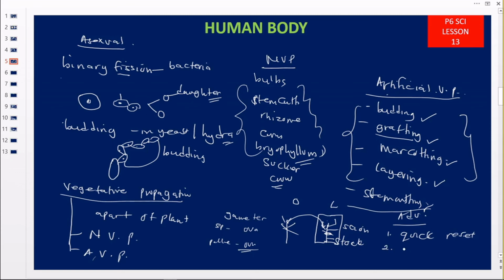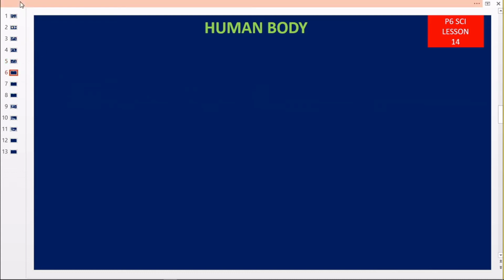And number two, the young ones are similar to the mother plant or the parent. So the young ones are identical, meaning that the genetic characters are maintained. And three, the offspring feed directly on the food made by the plant. Alright, so let us go into our assignment for today.